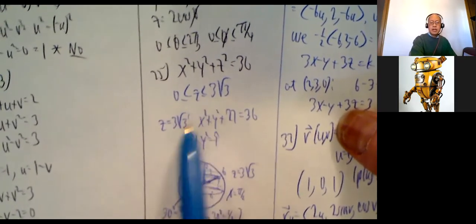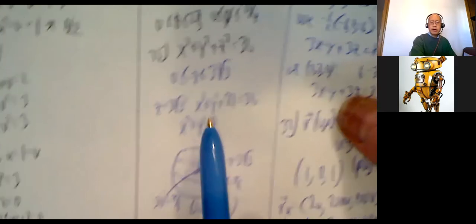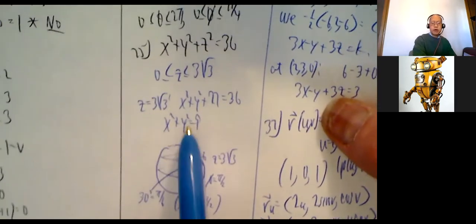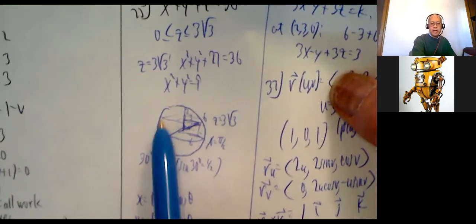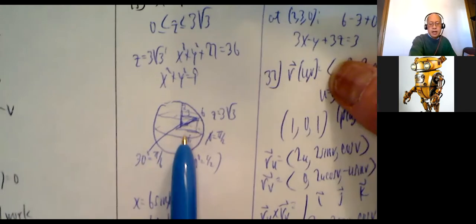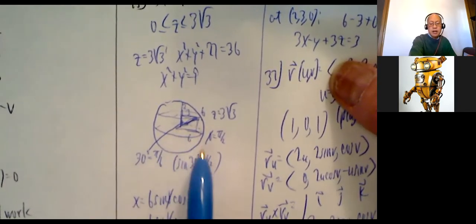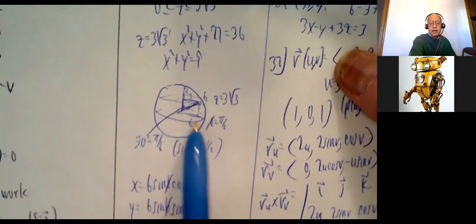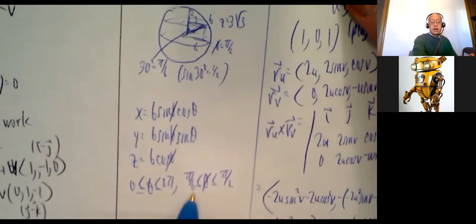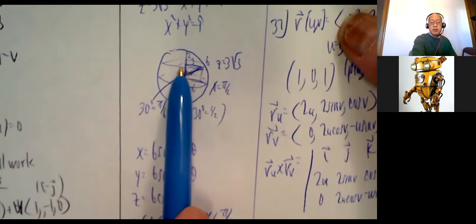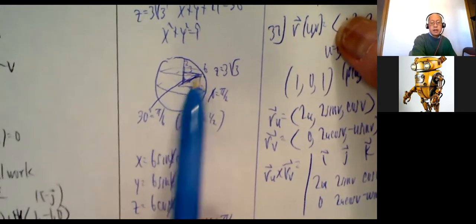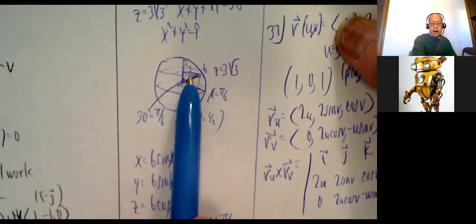So if z is 3 radical 3, if you square it, 3 radical 3 quantity squared is 27. That's x squared plus y squared equals 9. So if I go up to x squared plus y squared equals 9, the radius is 3 here, this is 6. Over here, phi is pi over 2. You know that. But to come all the way up here, that's 3. My hypotenuse is 6. This angle right here has to be 30 degrees.